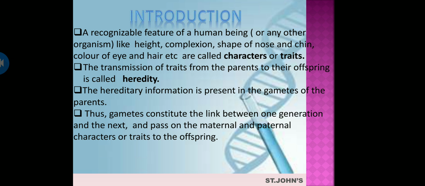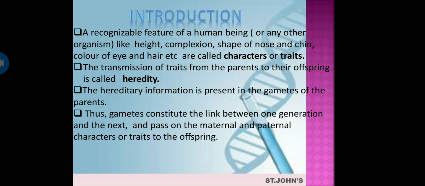The next term is heredity. So what is this heredity? The transmission of traits from the parents to their offspring is called heredity. I told you what traits are: they are nothing but the visible features of a living organism. The transmission of these traits from the parents to their offspring is called heredity. And next, the hereditary information is present in the gametes of the parents.